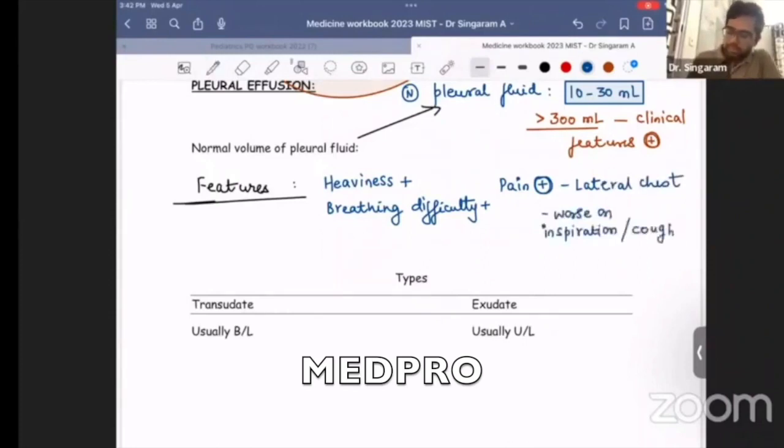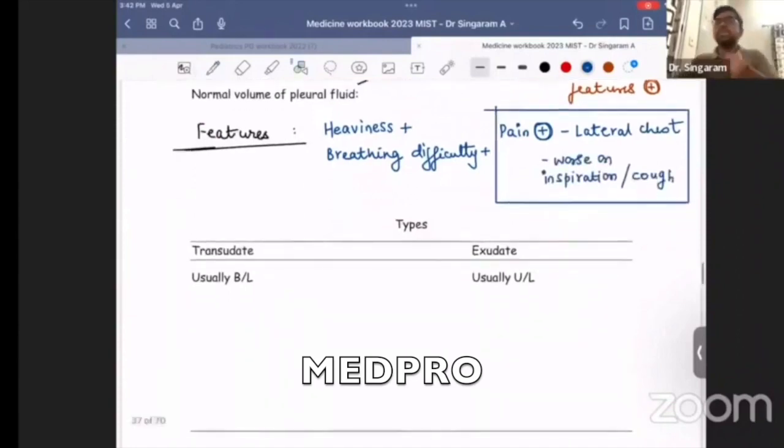This is important. This is something characteristic of pleural pain. Please make a note of it. Pleural pain is not in the center part of the chest. It will be in the sides of the chest only, like in the sides like this. And this pain will be worse on inspiration.